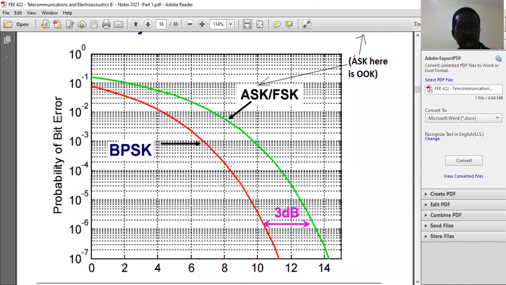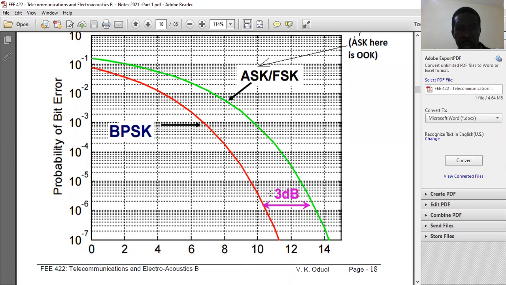We compare the results by plotting the signal to noise ratio on the horizontal axis and the probability of bit error on the vertical axis. The amplitude shift keying and frequency shift keying are together in the green curve, whereas the binary phase shift keying is in the red, a little bit lower. You find that asymptotically, as you go to larger and larger signal to noise ratio, the separation between the two curves is about 3 dB horizontally.